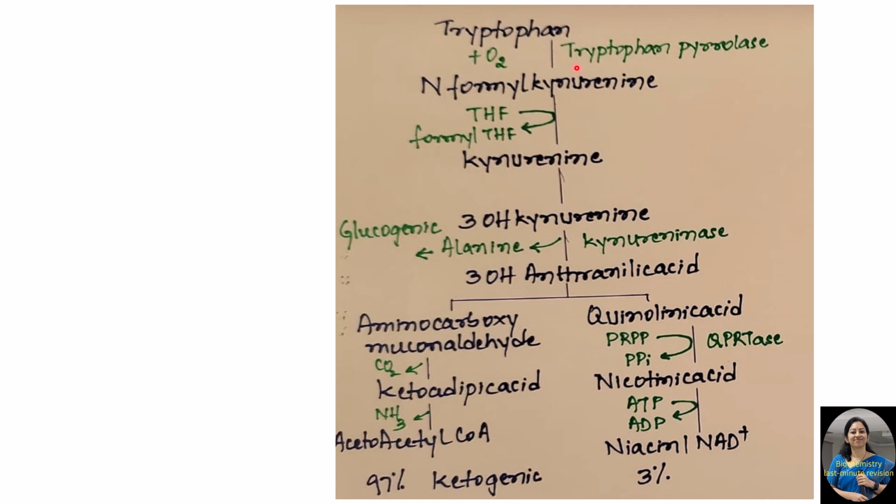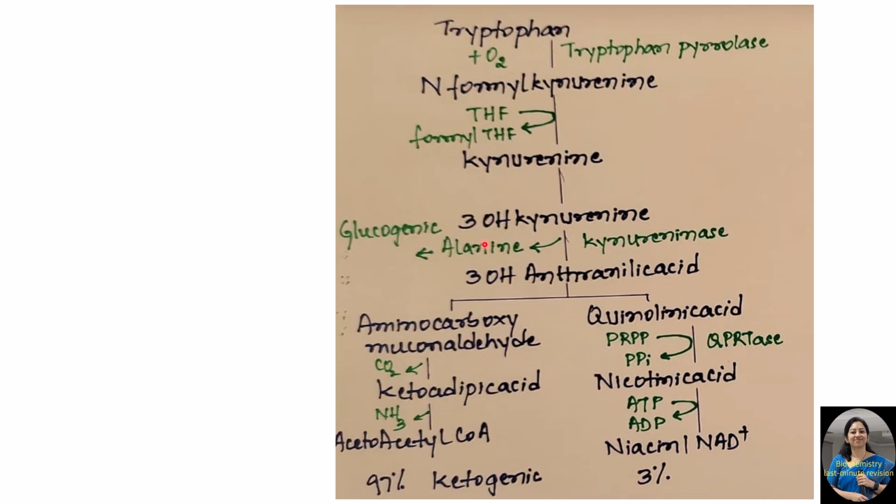Tryptophan, this is the main pathway of tryptophan. Tryptophan is acted upon by the tryptophan pyrrolase enzyme. It's a dioxygenase where both atoms of oxygen are incorporated into tryptophan to form N-formyl kynurenine. Now this formyl group is donated to tetrahydrofolate, which gets converted to formyl tetrahydrofolate, and N-formyl kynurenine gets converted to kynurenine. In the next step, it undergoes hydroxylation to form 3-hydroxykynurenine.